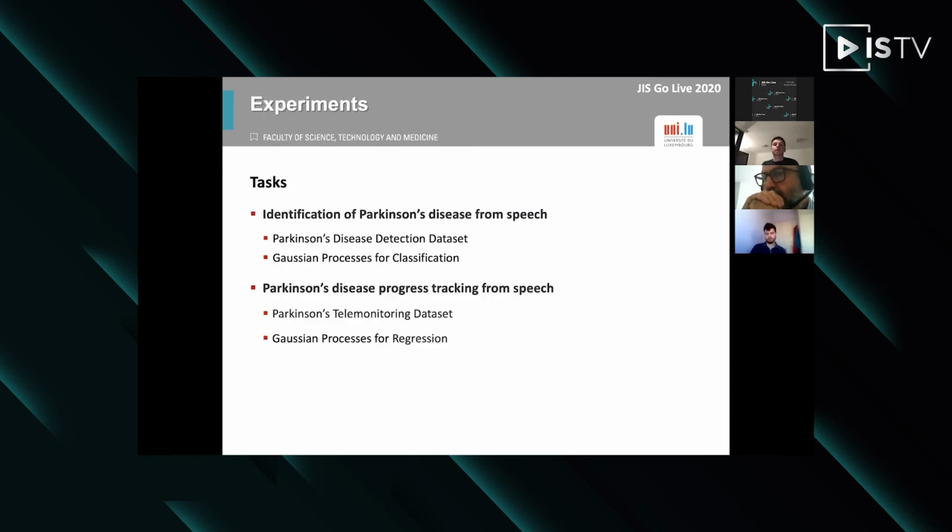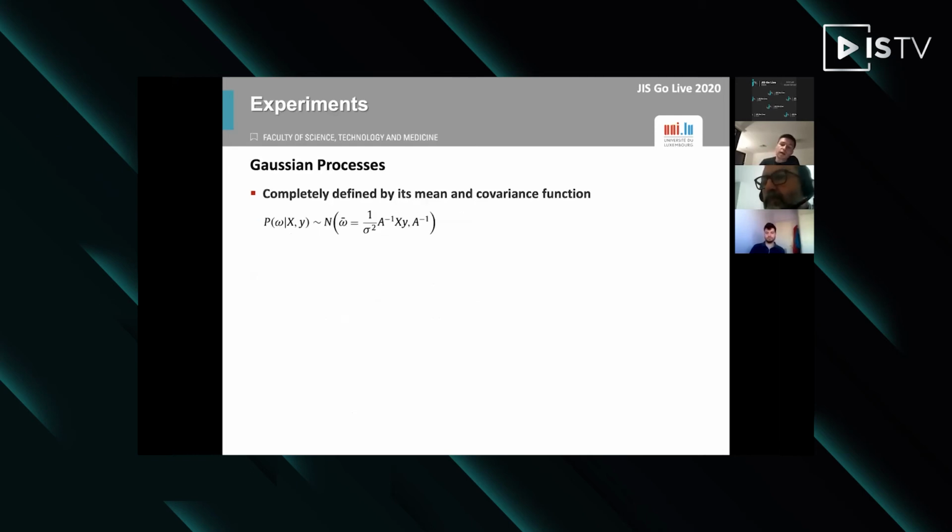So the task that I was working on was the identification of Parkinson's disease from speech, and for this, in our pilot study, I was using the Parkinson's disease detection data set collected at the University of Oxford. And the second task was Parkinson's disease progress tracking, again from the speech signal. And again, I was using the data set collected by the Max Little group at the University of Oxford.